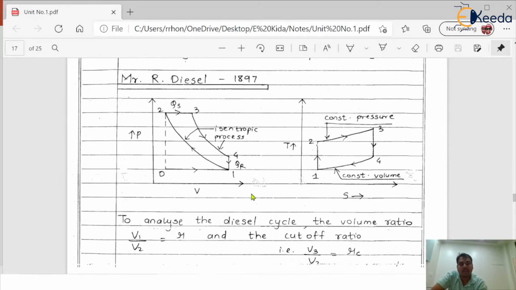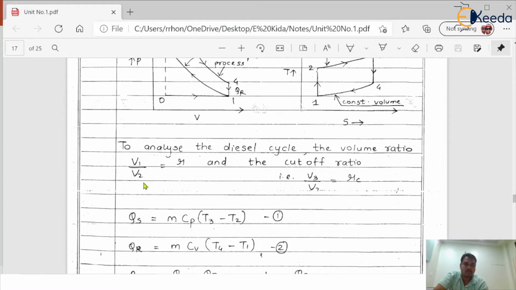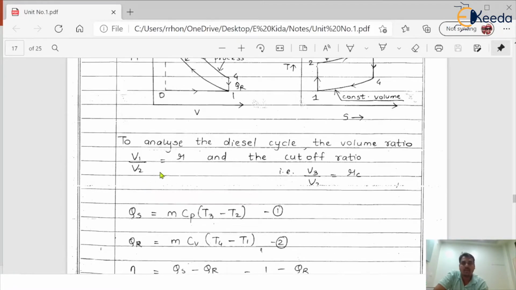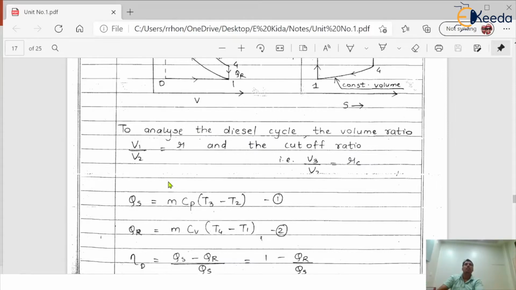Okay. Now we are moving towards the derivation part of the diesel cycle. This is again very important. To analyze the diesel cycle, we have to use the volume ratio. Let us consider V1 by V2 is equal to r. This is the volume ratio, or we can say compression ratio, and the cutoff ratio is r suffix c, which is V3 by V2. So V3 by V2 is nothing but the cutoff ratio.